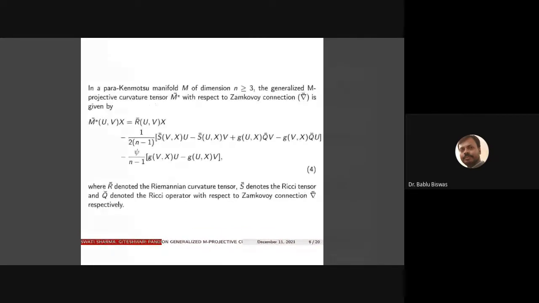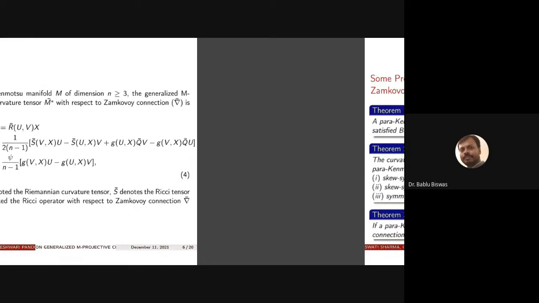In a para-Kenmotsu manifold M of dimension n greater than or equal to 3, the generalized M-projective curvature tensor M bar star with respect to the Zamkovoy connection del bar is given in equation 4, where R bar denotes the Riemannian curvature tensor, S bar denotes the Ricci tensor, and Q bar denotes the Ricci operator with respect to the Zamkovoy connection del bar respectively.